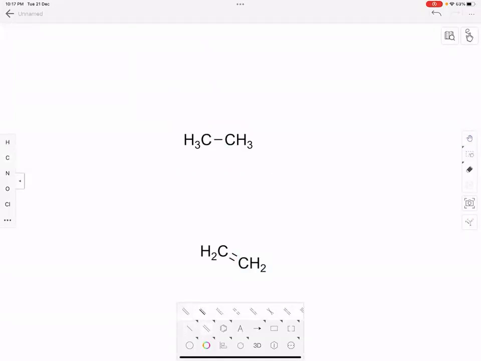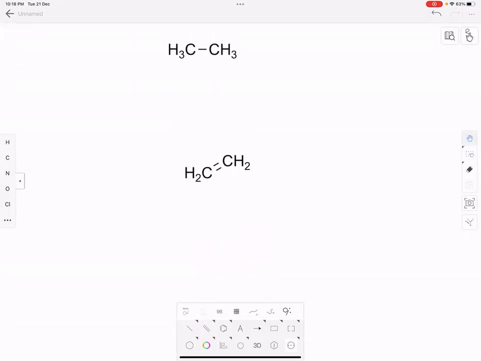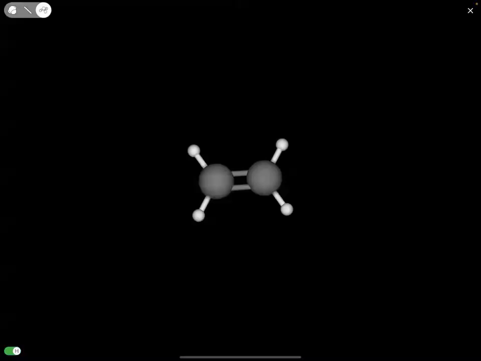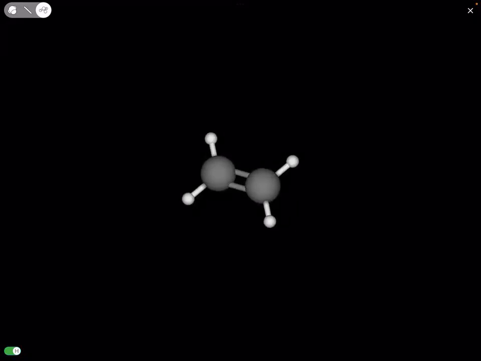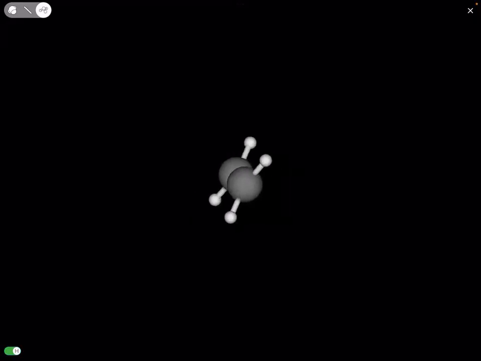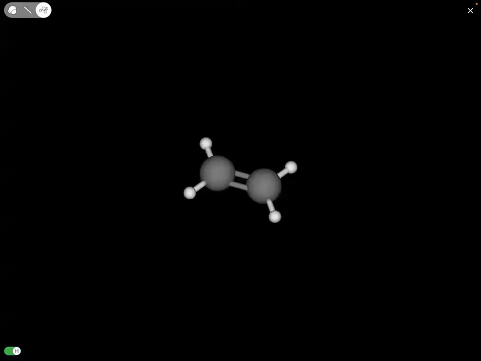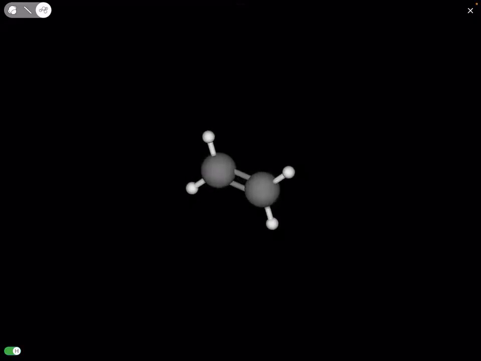So what molecule is this? They can't rotate if a double bond is there. I'll show you why. So see, how can they rotate? Tell me. If you rotate them, what will happen? That will break.